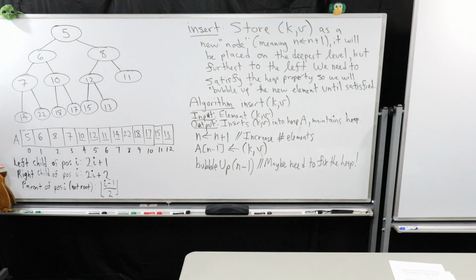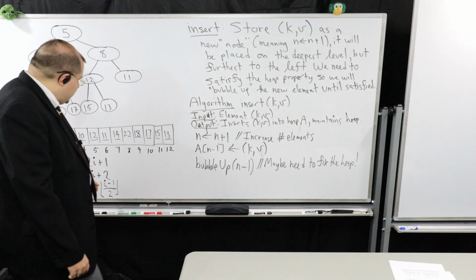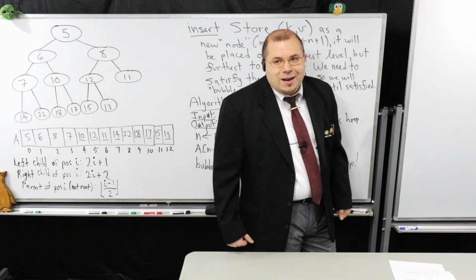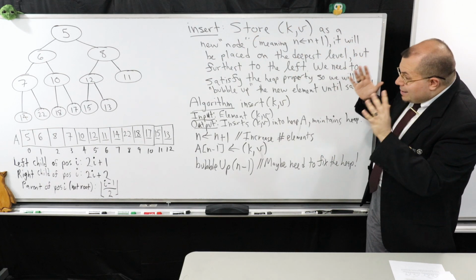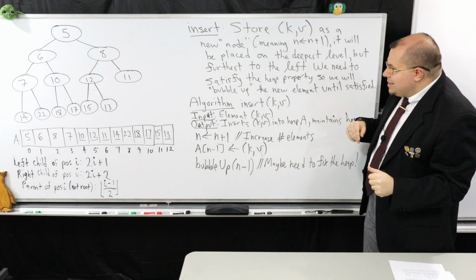So if ever I want to compute the left child, I just compute this very basic formula, 2 times I plus 1, if I give you position I. I do 2 times I plus 2 if I want the right child. And if I want the parent, I could just simply take 1 off that position, divide it by 2, and round it down.